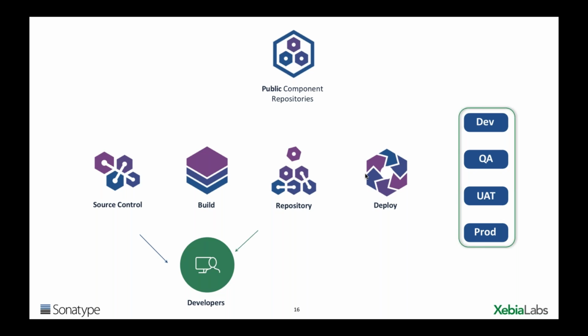To support their development, they'll also download some third-party components from public component repositories like Maven Central or npm.js or the NuGet gallery. And hopefully they'll have some sort of artifact repository in between their connections, so that if the internet goes down or something like that, they still have a cached copy of the components that they're using.